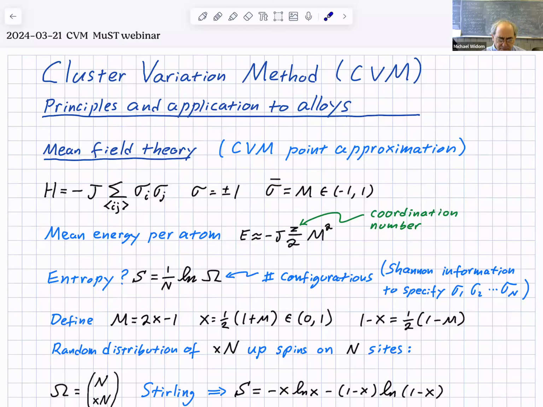entropy alloys. So since it's a generalization of mean field theory, I'm going to start by just reminding you about sort of undergraduate level mean field theory, which I will point out is sort of the initial step in a sequence of approximations that constitute the cluster variation method. So let's go to the standard nearest neighbor Ising model. Here's the Hamiltonian written with spin sigma plus or minus 1, assuming nearest neighbor interactions.